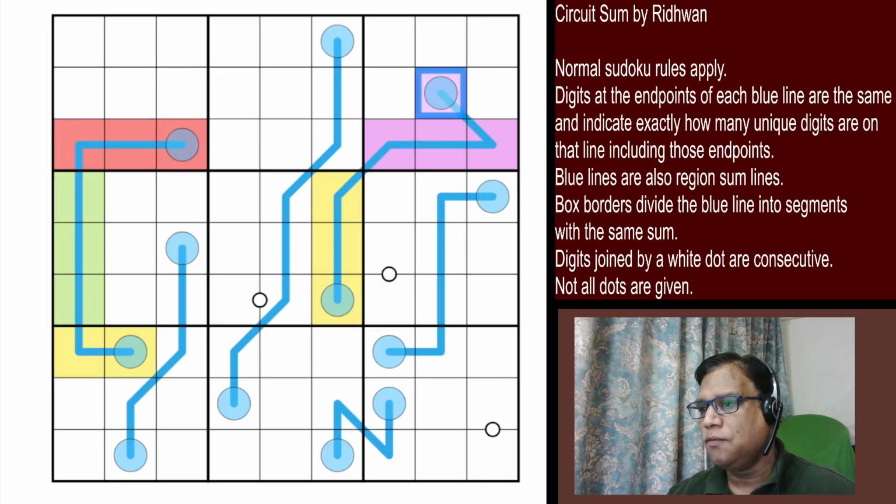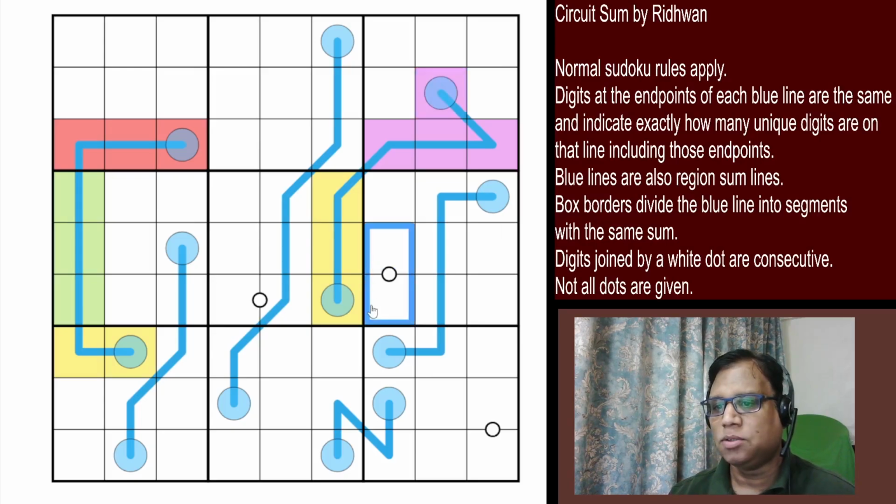Digits joined by a white dot are consecutive. White dots we have seen; there is also one horizontal dot and two vertical dots. So digits around it should be continuous digits. If you have 2 here, you must have either 1 or 3 here. You cannot have any other digits. So something like 4 here and maybe 7 here is not allowed, because it should be continuous.